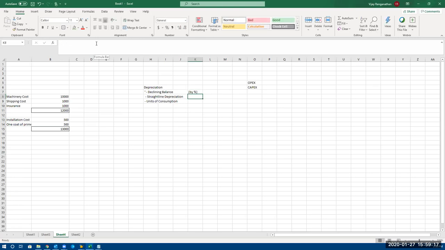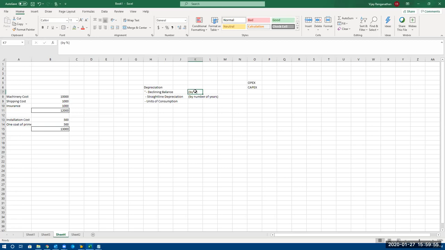Straight line depreciation is by number of years. You say, I'm buying this machinery, it's going to depreciate in 10 years. Straight line means you take the $10,000 and divide by 10 years, the useful life, and then you depreciate that cost every year. Units of consumption is based on the running time of the machine, which is very complicated, with a lot of manual work involved. Make sense?